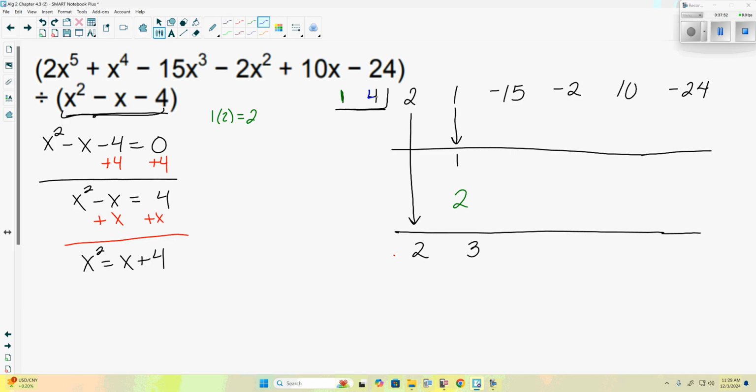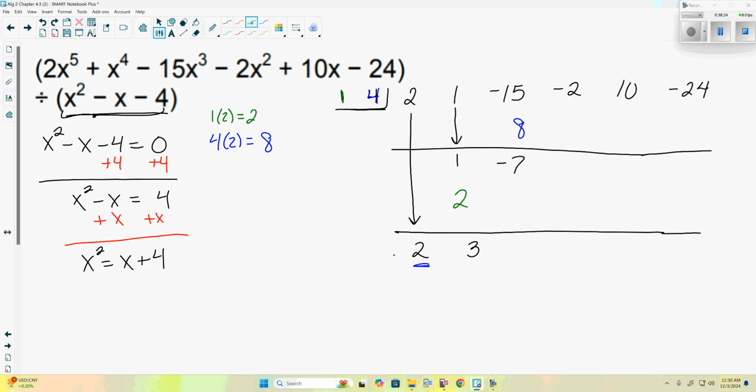Now we also have our other number, yes? So would you do the 2? We'd still do the 2. So we'd have 4 times 2, which is 8. Yes, do the 2 that you got, the first 2. So 2 times 1 gave us 2, 4 times 2 gave us 8. Now we'll still add straight down. Negative 15 plus 8 is negative 7.